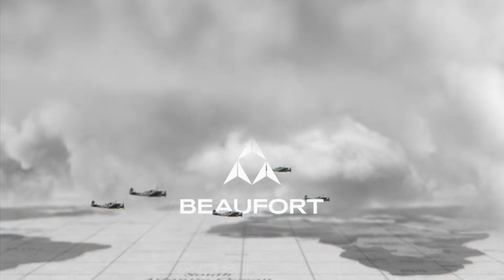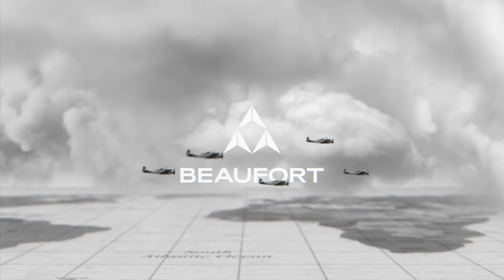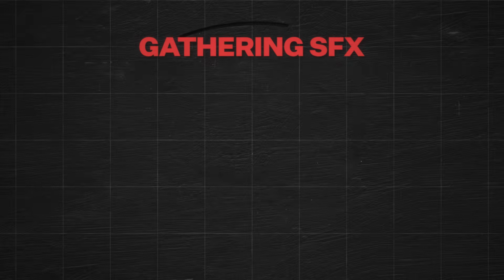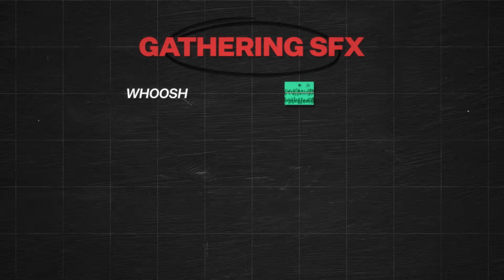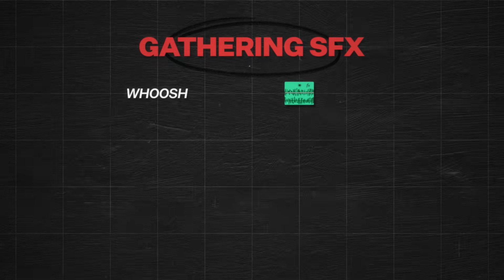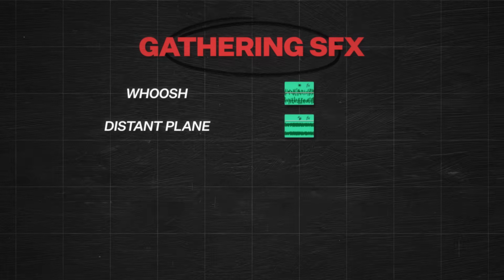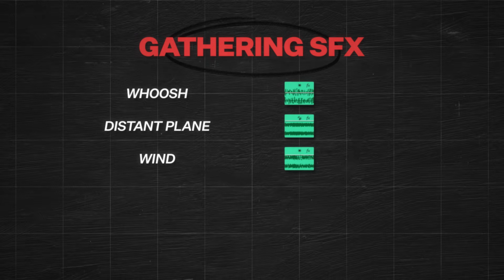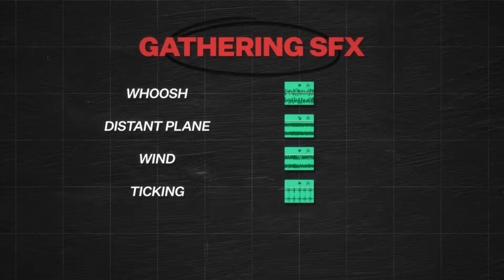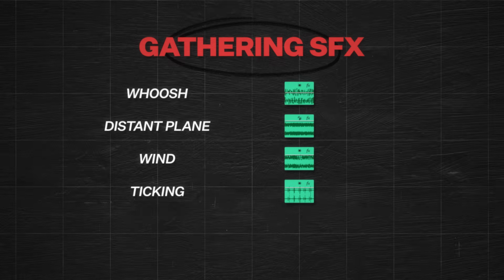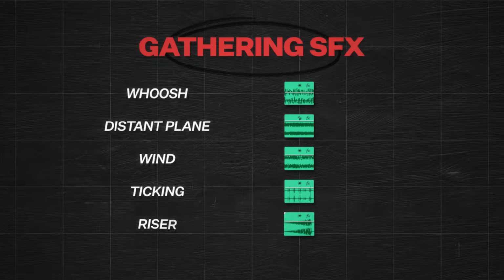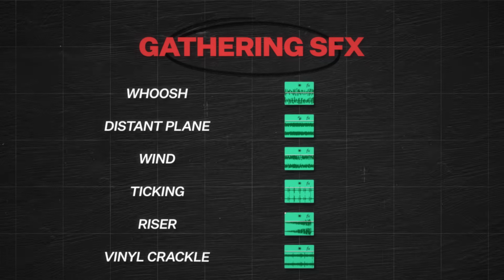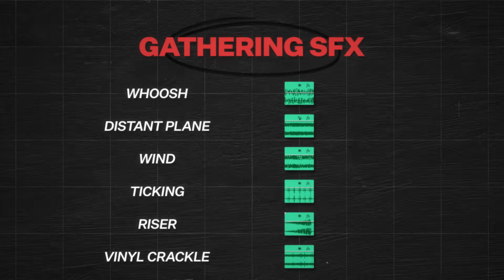Now that we've got all of our visuals sorted, it's time to add some simple sound design to bring it all together. So let's jump over to Premiere. For this, I used a bassy whoosh sound, a distant plane engine sound, a wind sound, a clock ticking sound to tie back into the watch brand, a riser, and a vinyl crackle sound.